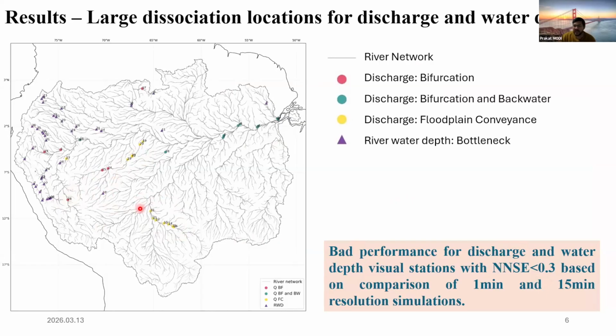There were mainly three causes for discharge: bifurcation, backwater, and floodplain conveyance, and for river water depth, bottleneck sections cause the large dissociations. I will go through how these are impacting one by one.